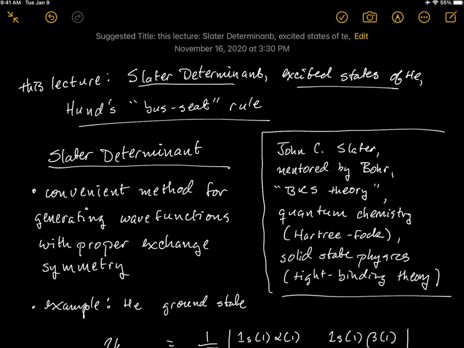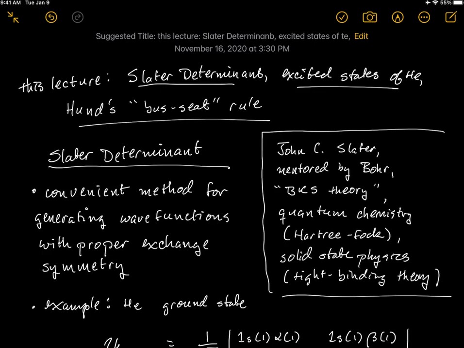Now I'm going to talk about the following topics: Slater determinant, excited states of helium, and something that's sometimes referred to as Hund's-Bessel rule. So those are going to be the main topics for this video. I'll start by talking about the Slater determinant.